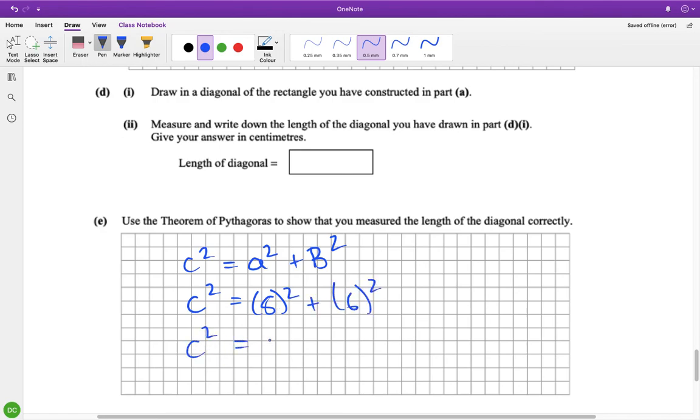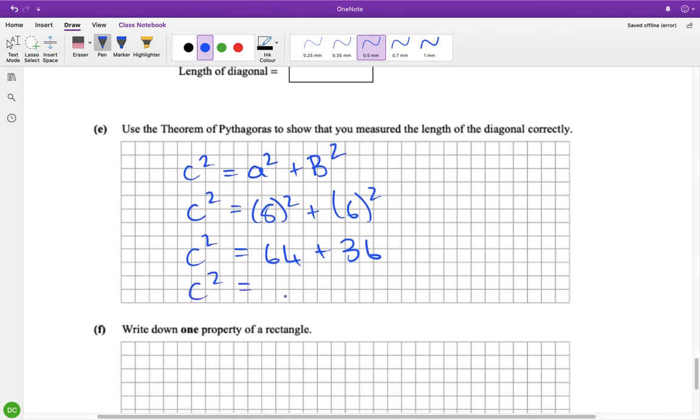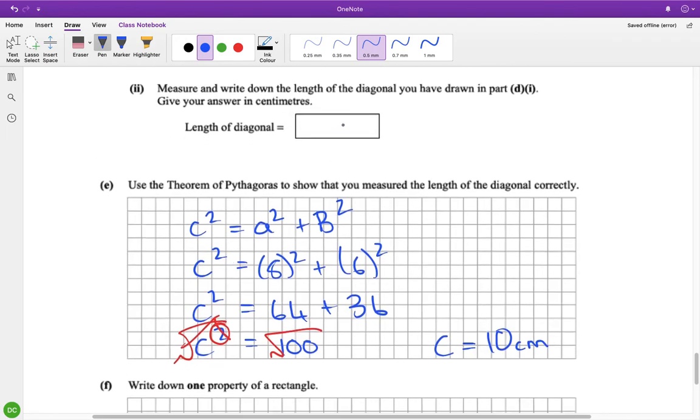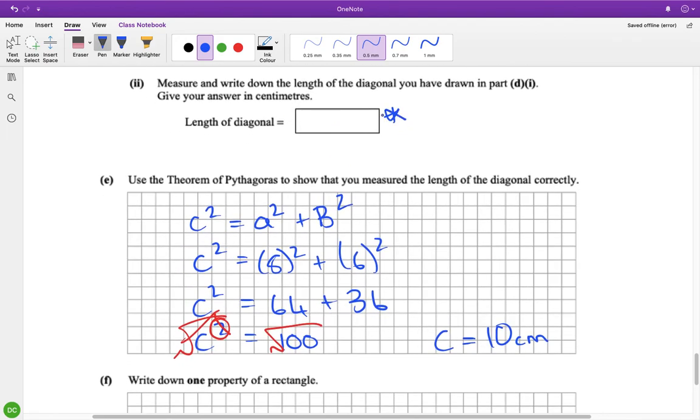So C squared is 64 plus 36. So C squared is 100. And then to get rid of my square, I square root both sides. So I get C is 10. So in this part here, when you measure it after constructing it, you should get something around 10. Okay, so if you got like 9.8 or 10.1 or something like that, once it's close to 10, you'll get full marks for that question.